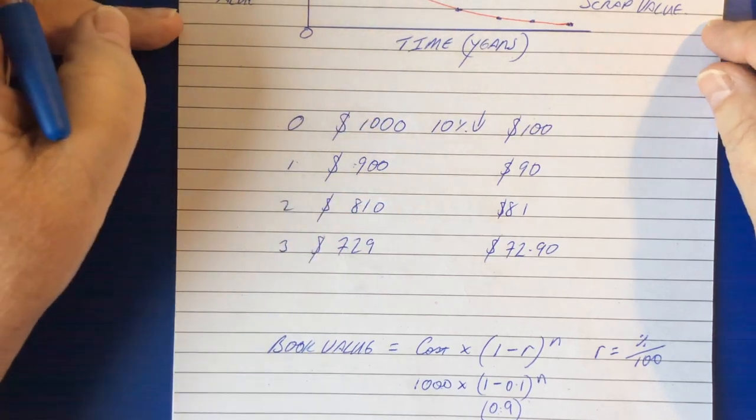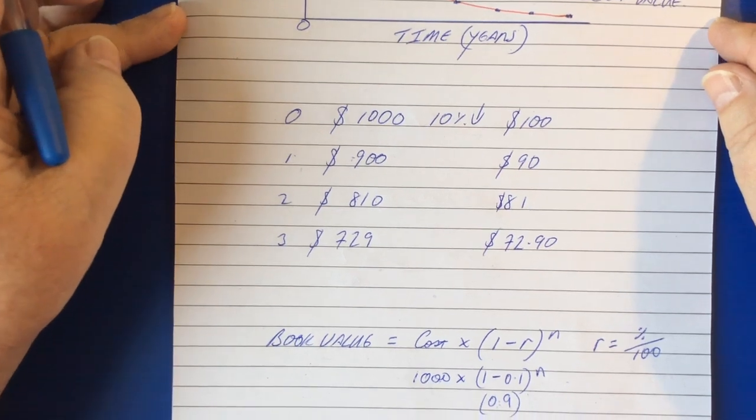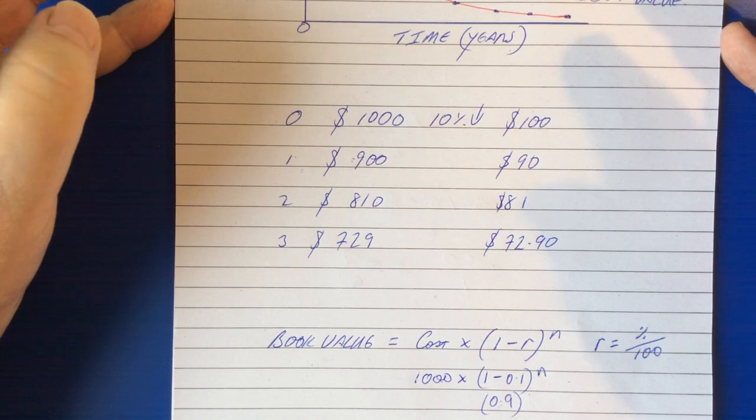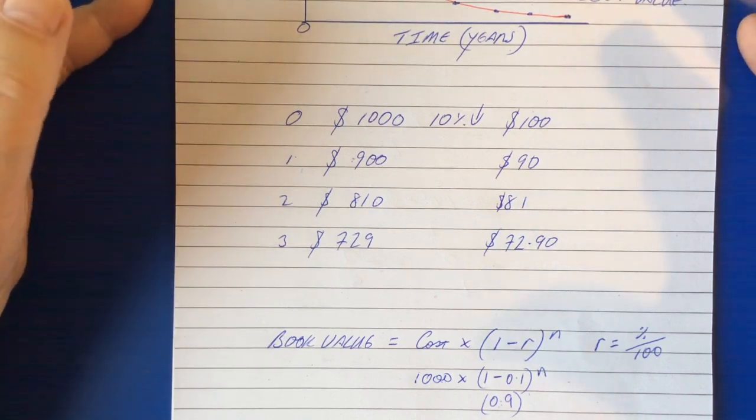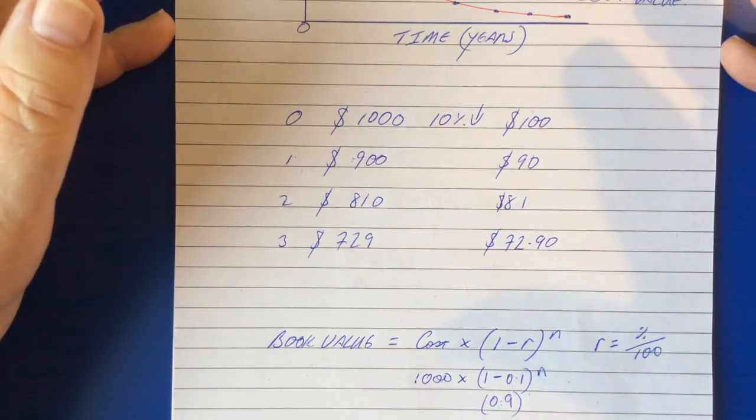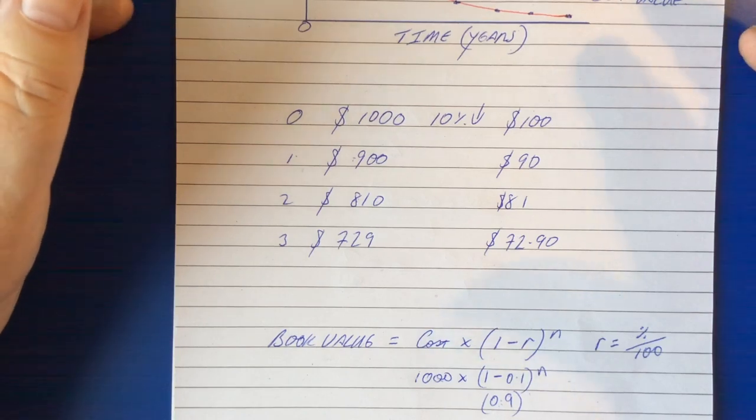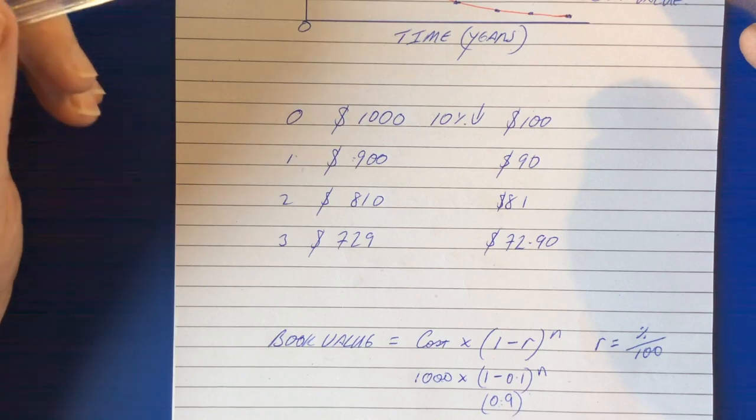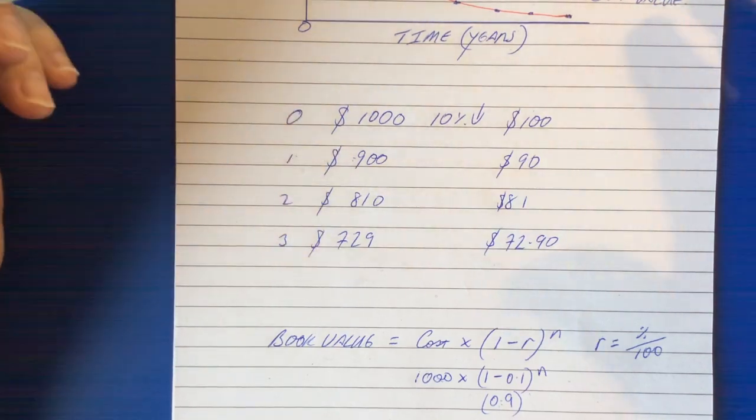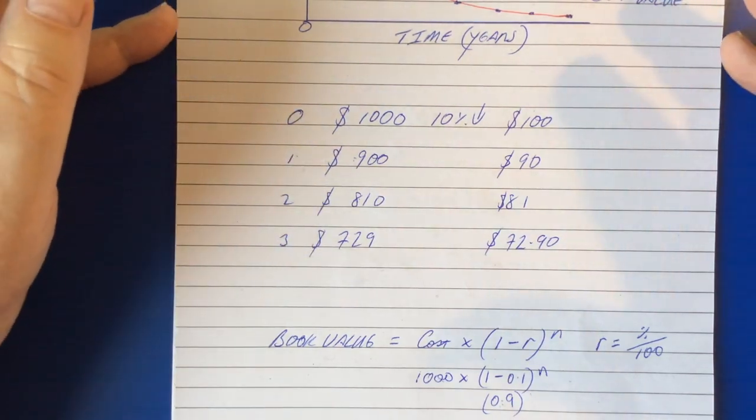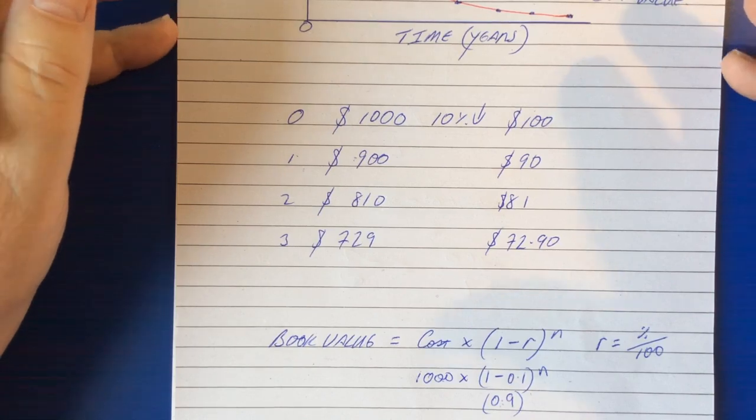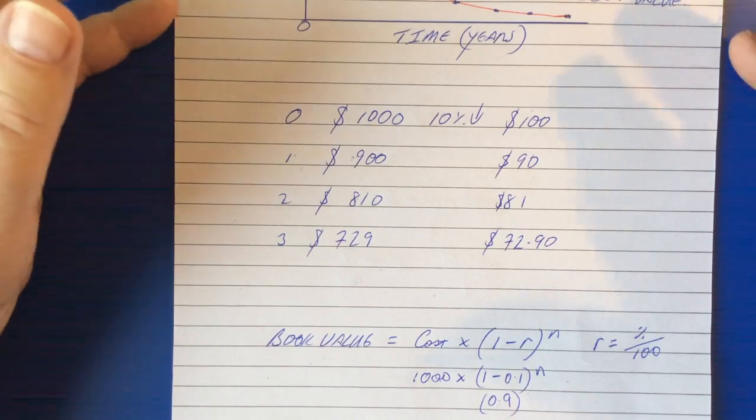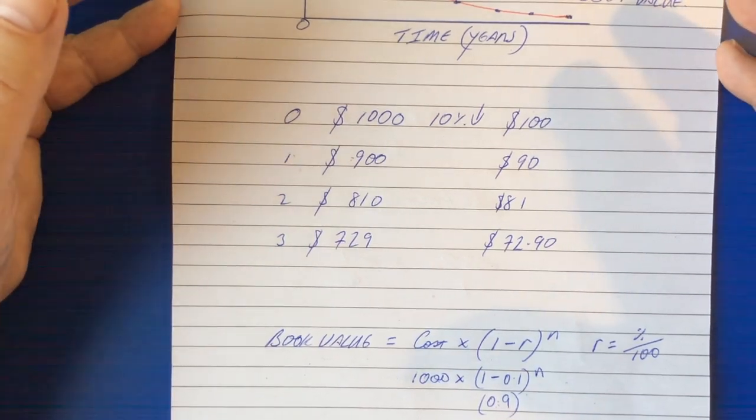Okay, so that's a very quick introduction to reducing balance depreciation. There are some examples in the playlists of this in action. When is it used? Quite often it's used for motor vehicles because most of the depreciation occurs in the first few years. It's usually not used for productive machinery. Unit cost is used for that.